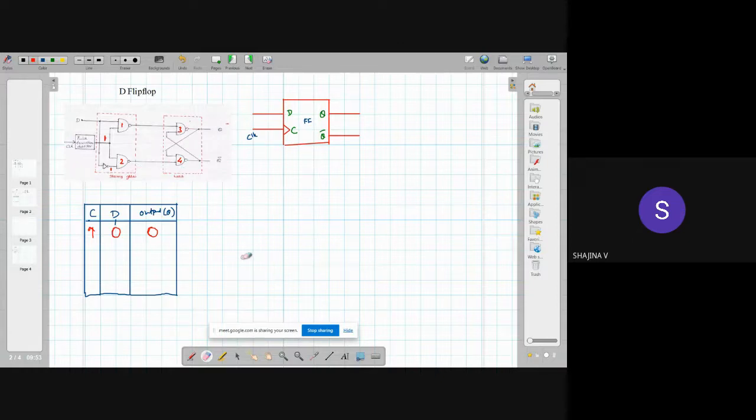Okay, now next we can consider the second condition, that is for the same positive edge. If D equal to 1, what will happen? For D equal to 1, for the first NAND gate, both inputs are 1. So we can say the output will be equal to 0. Then for the second NAND gate, one input is 1, that is clock. And the second input, since D equal to 1, will be 0 at the output of the NOT gate. The inputs to the second NAND gate are 1 and 0. That means our output will be 1.